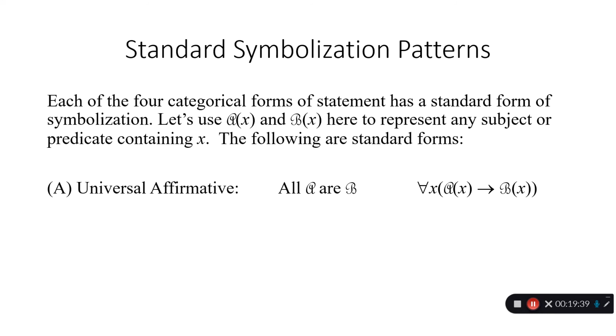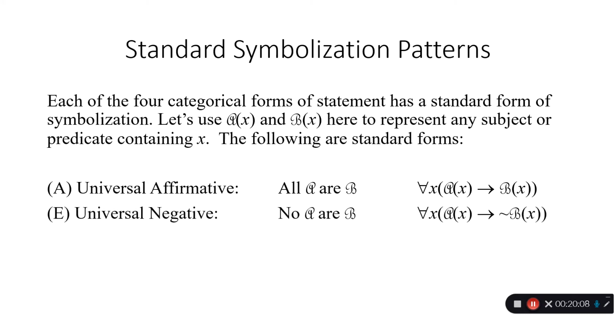The universal affirmative, all A are B, can always be symbolized like that form on the right. Here, curly A and curly B with the X next to them just means you've got some expression containing an X, that is the A part, and you've got some expression containing an X, and that's the B part, when you put it in predicate logic. So all A's are B's would be for all x if AX then BX. Universal negative, no A's are B's, would be expressed as for all x if x is an A, then x is not a B.